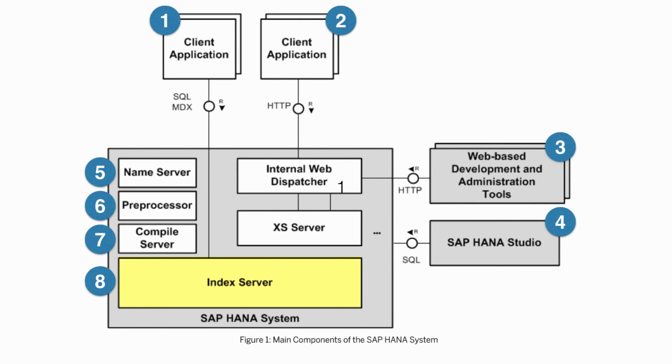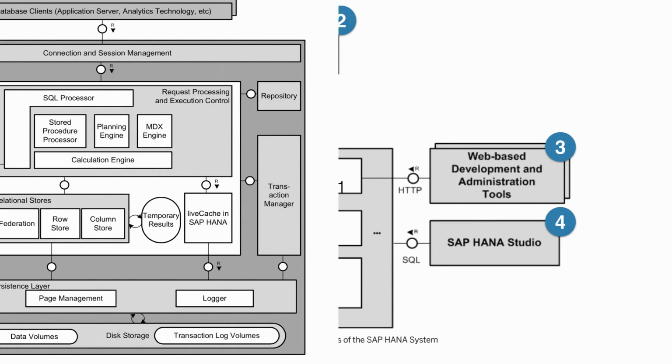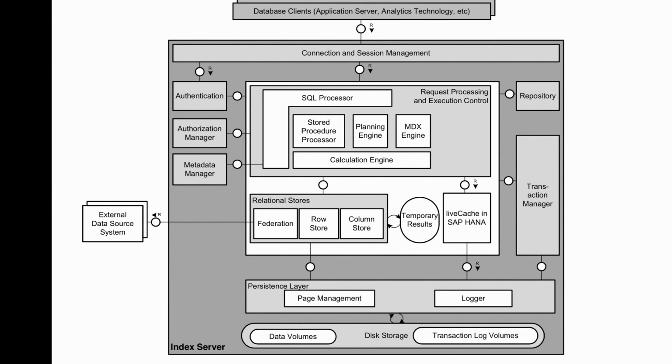Okay, number 8, the index server. This is the database engine, the core of the HANA system. The index server contains the actual data stores and the engines for processing the data. Here we can see a schematic representation of this index server. We're not going to discuss this here in detail, but as you can see, we have connection and session management, authentication (are you allowed to connect), authorization (what data can you access), a transaction manager, a persistent layer. HANA processes all data in memory but needs to persist transactions in case of a power failure or earthquake. We don't want to lose any data.